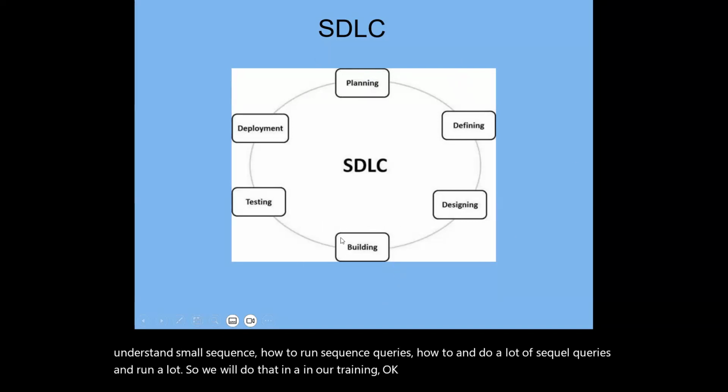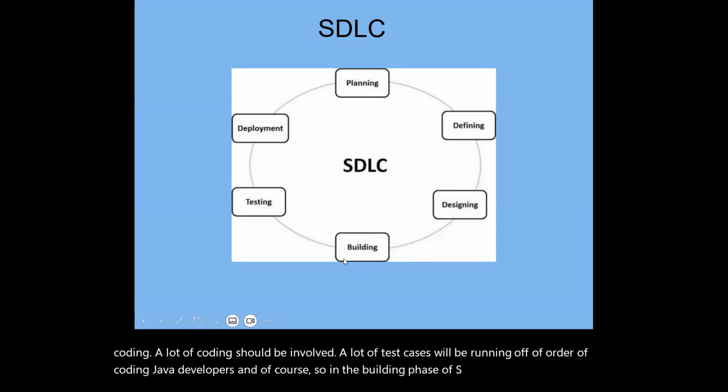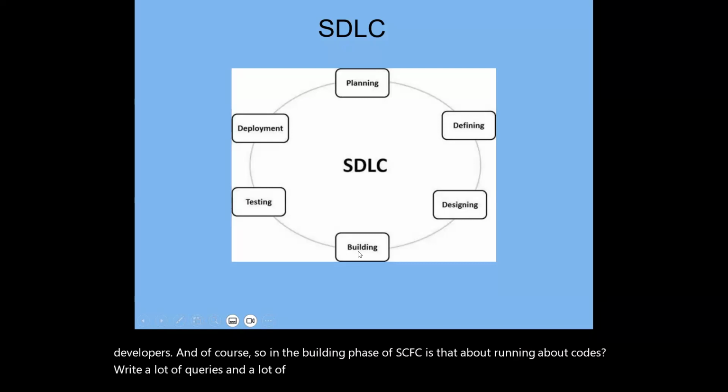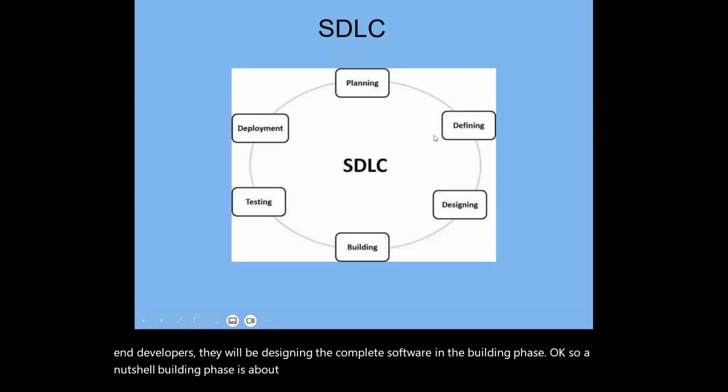Okay, so this building phase is all about coding. A lot of coding should be involved. A lot of code is being run; the Java developers are running a lot of code. So in the building phase of SDLC, it's about running a lot of code, writing a lot of queries and a lot of stored procedures. And the people working as the backend developers will be designing the complete software in the building phase. So in a nutshell, the building phase is about coding the software.